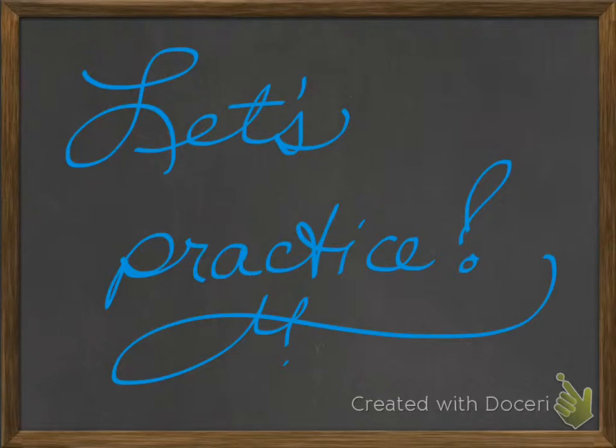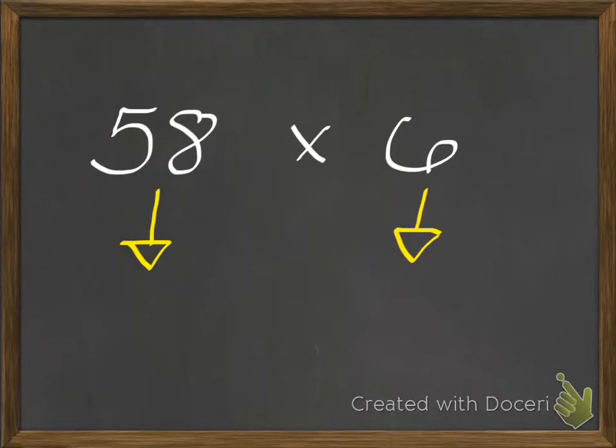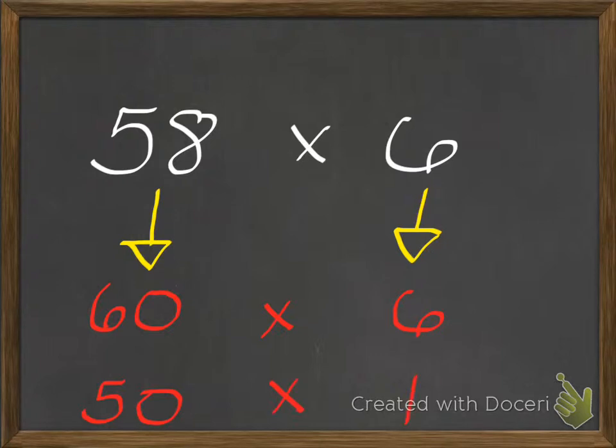Let's practice. We're going to use rounding or compatible numbers to estimate the answer. 58 times 6. Now I could either round this up to 60 or I could use a compatible number 50. I can leave the 6 as it is, or I could round it up to 10 or change it to the compatible number 10. Okay, there's lots of things I could do.